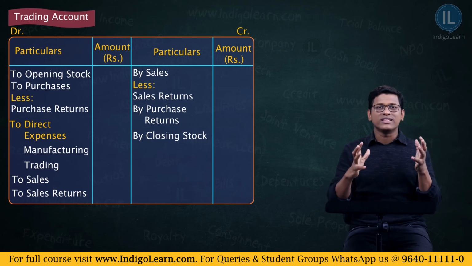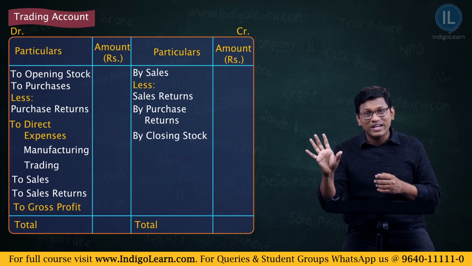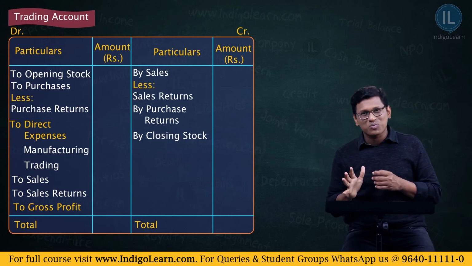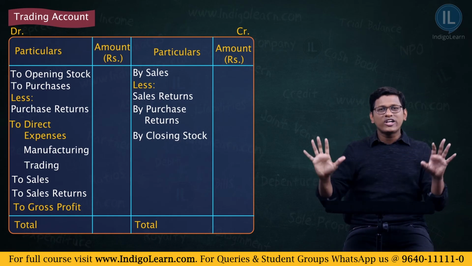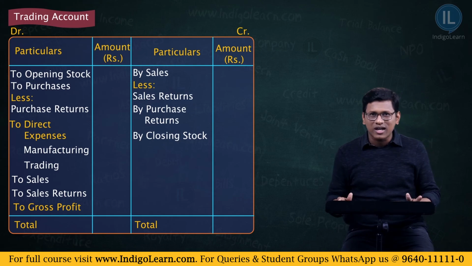So, by doing this, we will arrive at something called gross profit, which is the balancing figure. So friends, this is what you need to first understand regarding the elements which appear in the trading account.